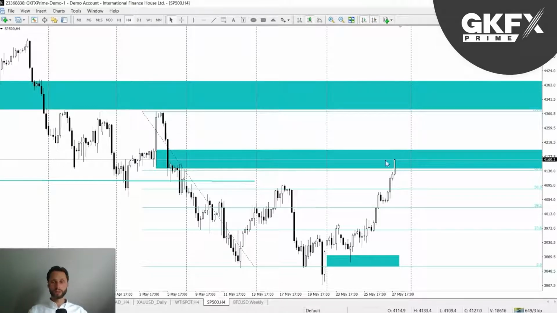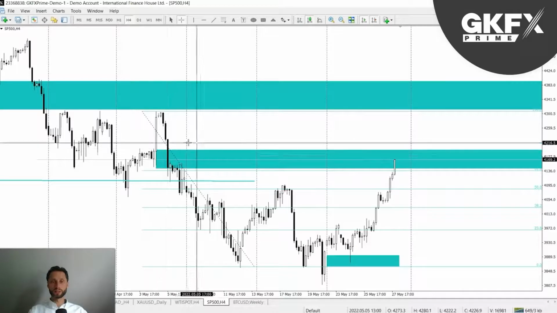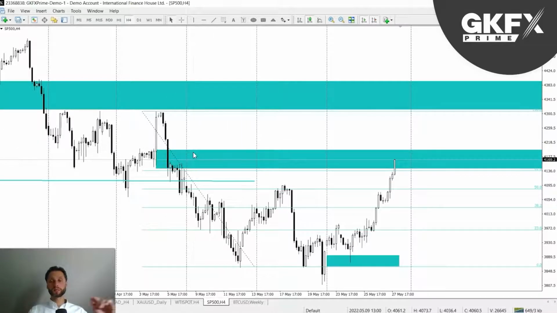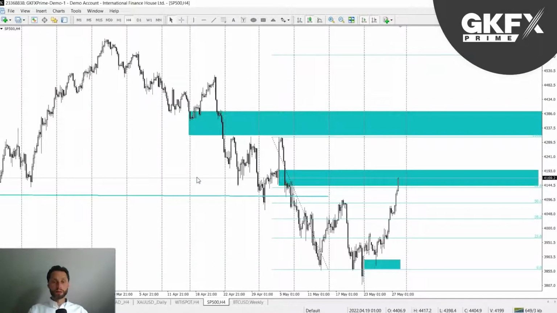Let me just delete that, and we've now gone into the 61.8. We've gone into this zone, so we're going to have to see what happens with price action. We are in a bearish trend. So the question is here, we're going to have to trade carefully with this one.